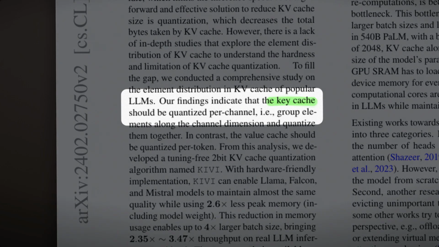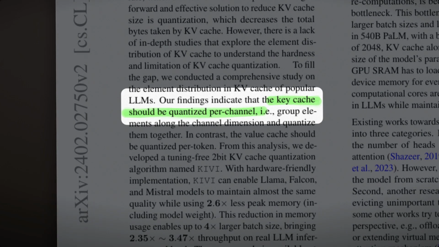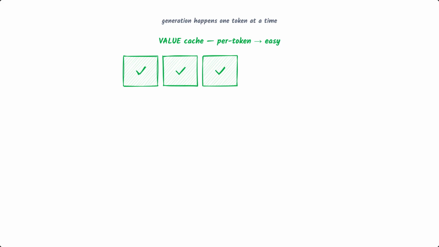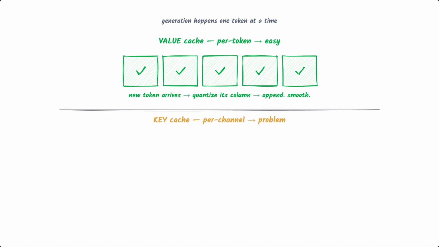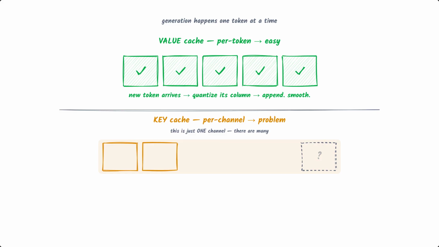The recipe, stated plainly in the abstract. But there's a serious catch hiding inside that clean recipe. Per token value quantization is easy in streaming. A new token shows up, you quantize its values, append them to the cache, done. But per channel key quantization needs a whole group of tokens along the channel direction before you can even compute that channel's min and max, and tokens arrive one at a time. You literally cannot quantize per channel until you've accumulated enough tokens.